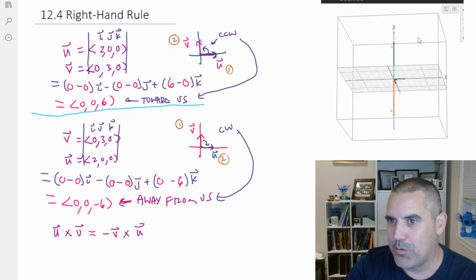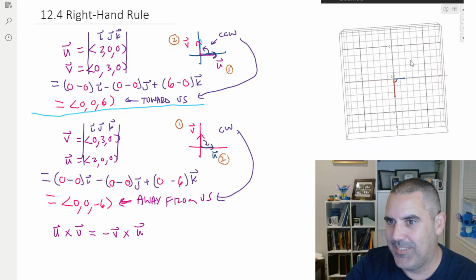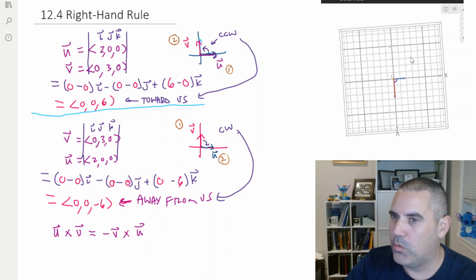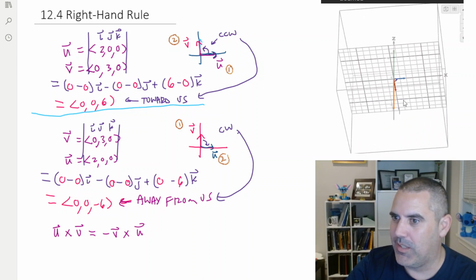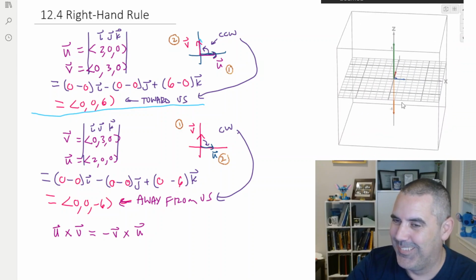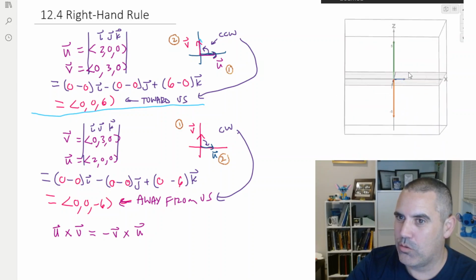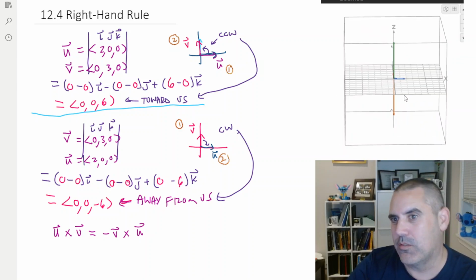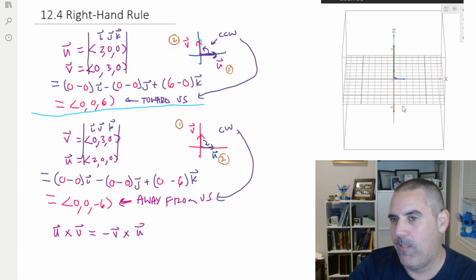Now that begs the question, what if I was standing on the other side? Then the second one's towards us. Somebody realized that this is kind of a problem. So they say, well, it's true no matter what. And it's the so-called right-hand rule.